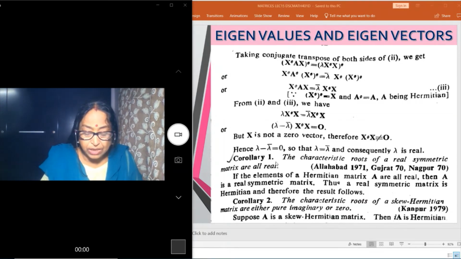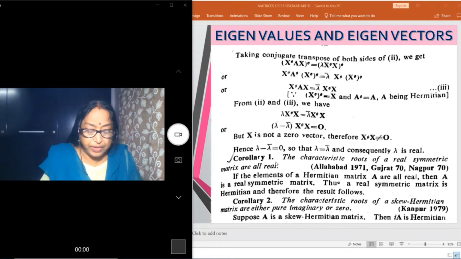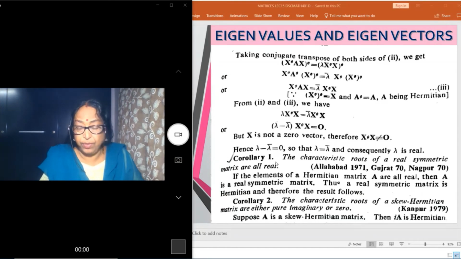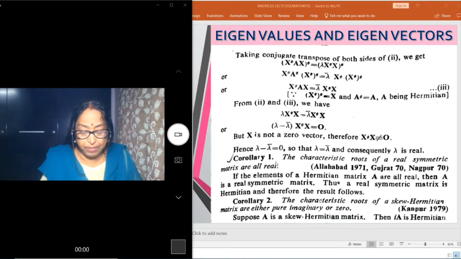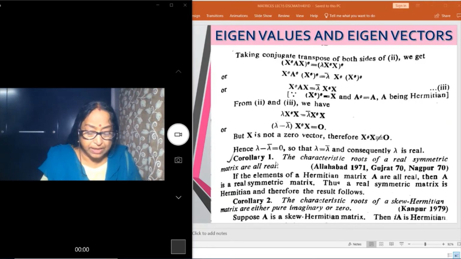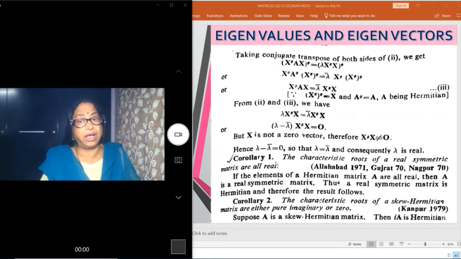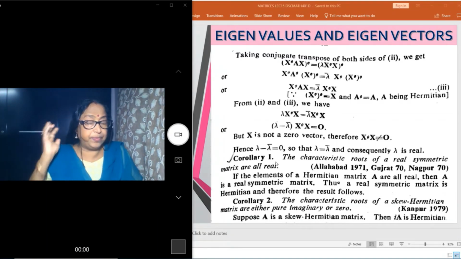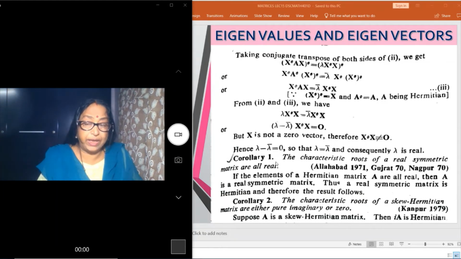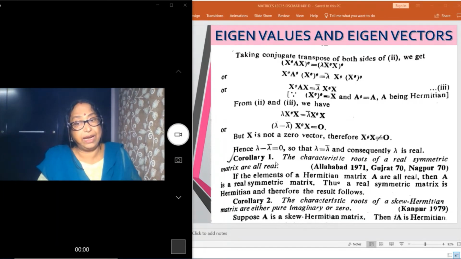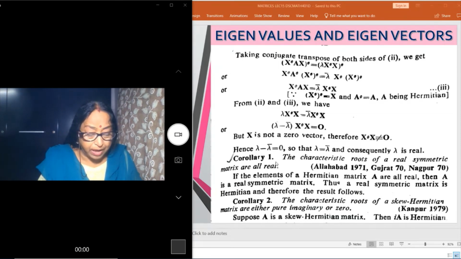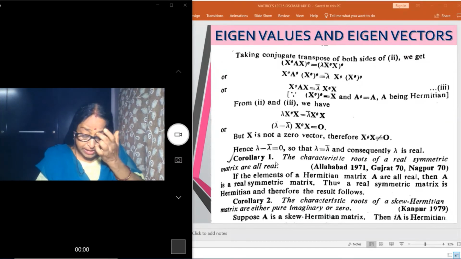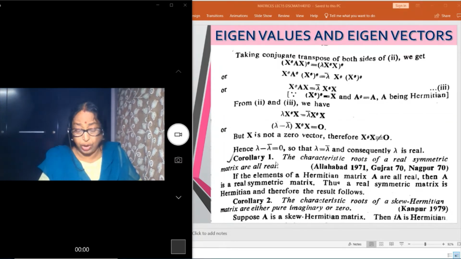But x is not a zero vector. Therefore, x theta x is not equal to 0. Therefore, lambda minus lambda bar is equal to 0. That is, lambda is equal to lambda bar. When lambda is equal to lambda bar, that means the values are real. When the values are real, then only lambda will be equal to lambda bar, and consequently lambda is real. So this is a very important theorem.